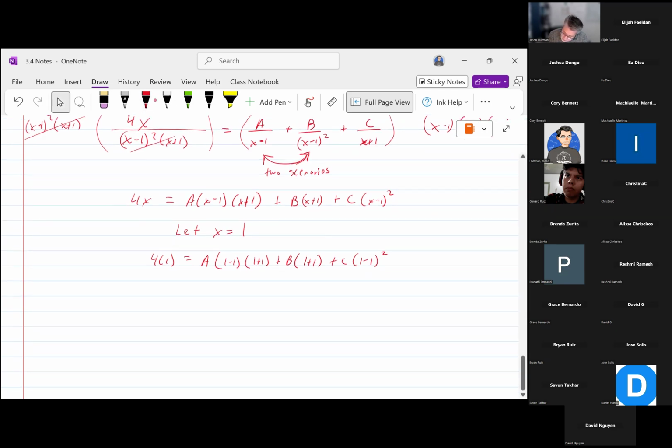And so this goes to 0. That goes to 0. And I'm just left with 4 is equal to b times 1 plus 1, which is 2. So 2b divided by 2, and we get 2 is equal to b, or b is equal to 2. So we got b is equal to 2. That's the coefficient on the numerator of x minus 1 squared. Okay, what else could we plug in here?